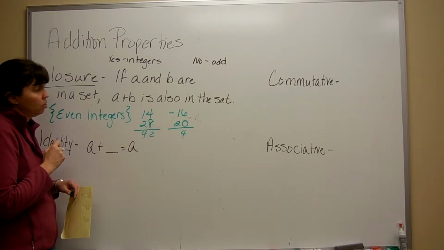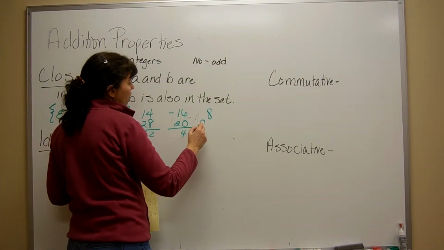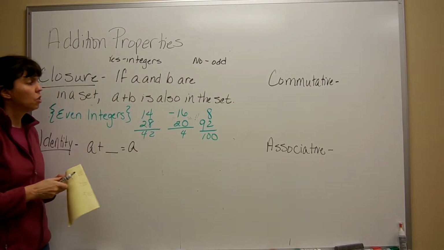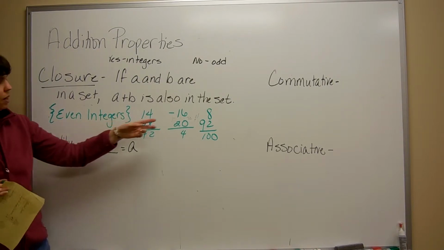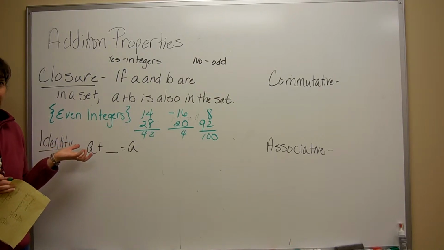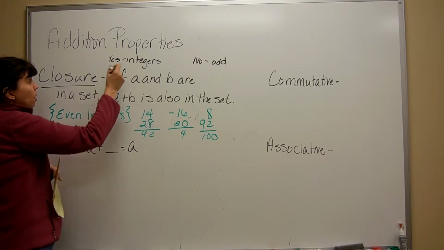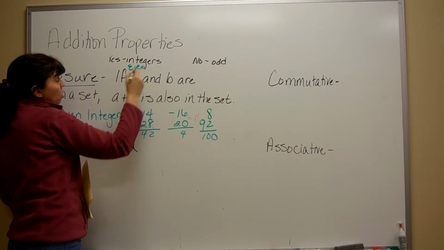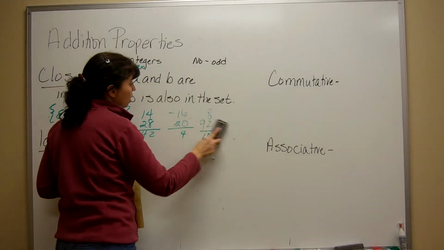All right, let's try one more. What if we went 8 and 92? Yep, still even. So I'm not coming up with any examples where if I take two even numbers, I get something that's not even. So this is looking like it's closed. So regular integers are closed under addition. Even integers are closed under addition. Let's try one more.